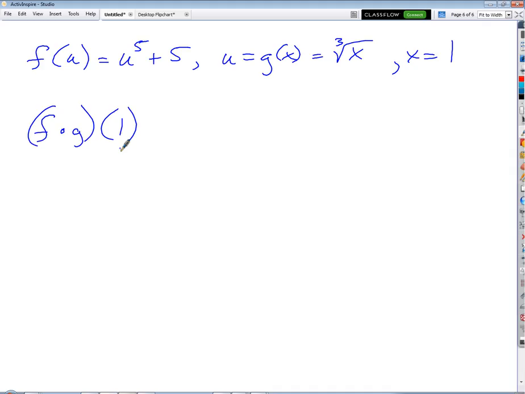Now what does that mean, first of all? Just a notational thing. I want to make sure you remember this. Yeah, f∘g. What's f∘g? f of g, right? That's a composite function. Good.